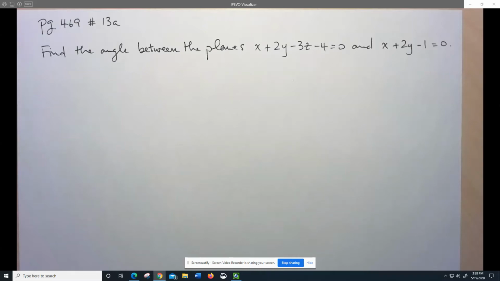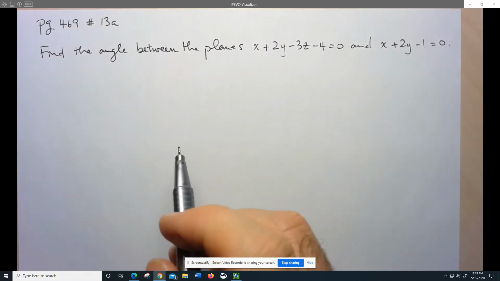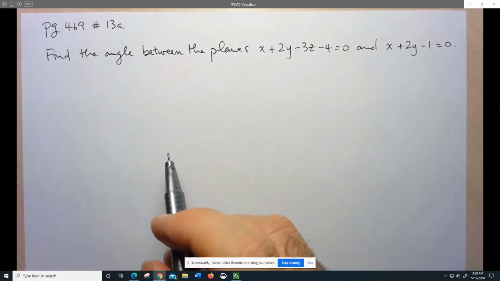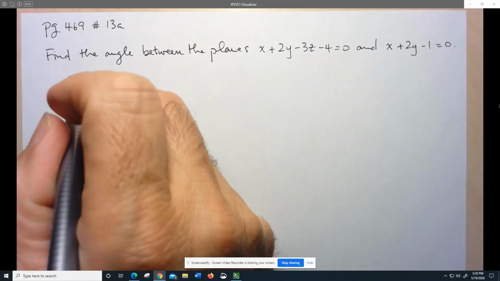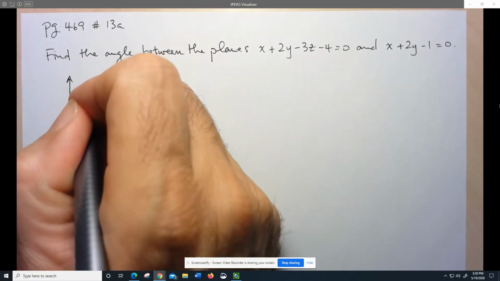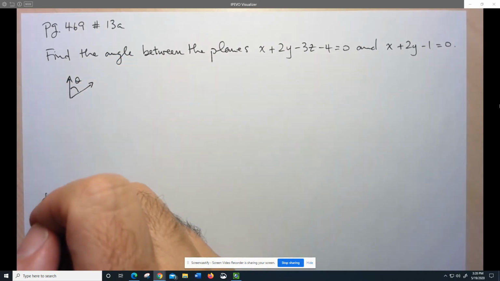Hi folks, we're going to take a look at the solution to page 469, number 13a. Here they're asking us to find the angle between these two planes. We recall that the angle between two planes is the same as finding the angle between two normal vectors. So let's say these are my two normal vectors. I just find the angle between the normal vectors and I get the angle between the planes.